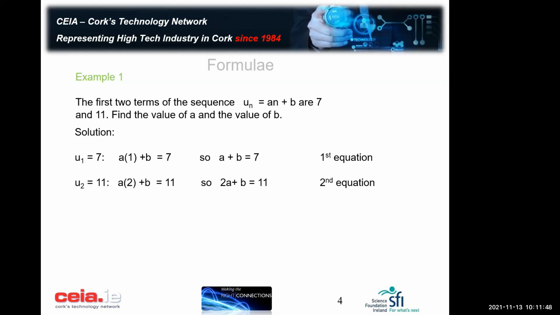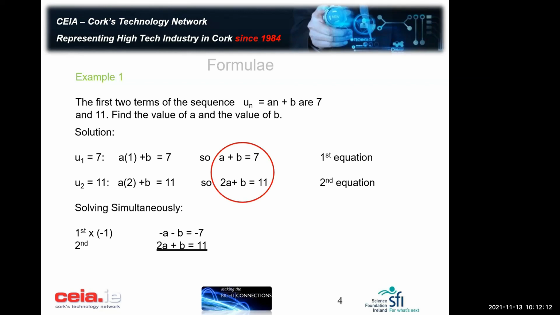The second equation comes from the other given information, which is u2 is equal to 11. Again, we substitute for n is equal to 2. So we have a times 2 plus b is equal to 11. So 2a plus b is equal to 11 is our second equation. Of course, you have two equations in two variables, so you solve them simultaneously. And the output is a is equal to 4, b is equal to 3. So the correct formula for that sequence is u of n is equal to 4n plus 3. You've solved it based on knowing what the two terms are.